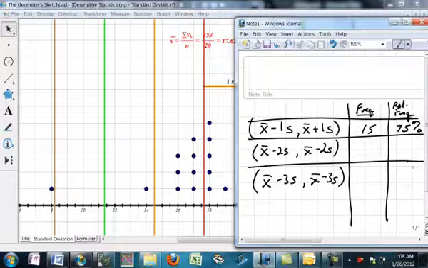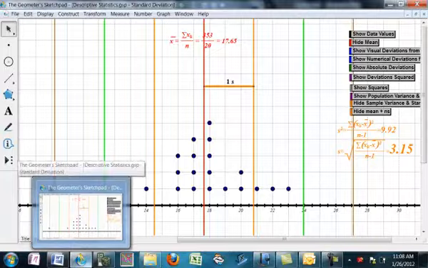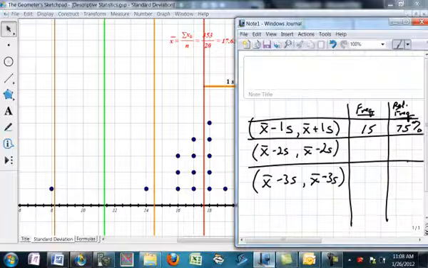Let's look at within 2 standard deviations. Well, we got those 15, plus we pick up another 3 and this one here. So now we're up to 19 out of 20, and that's actually 95% of the data. And within 3 standard deviations, not quite, because that one's just outside of 3 standard deviations.